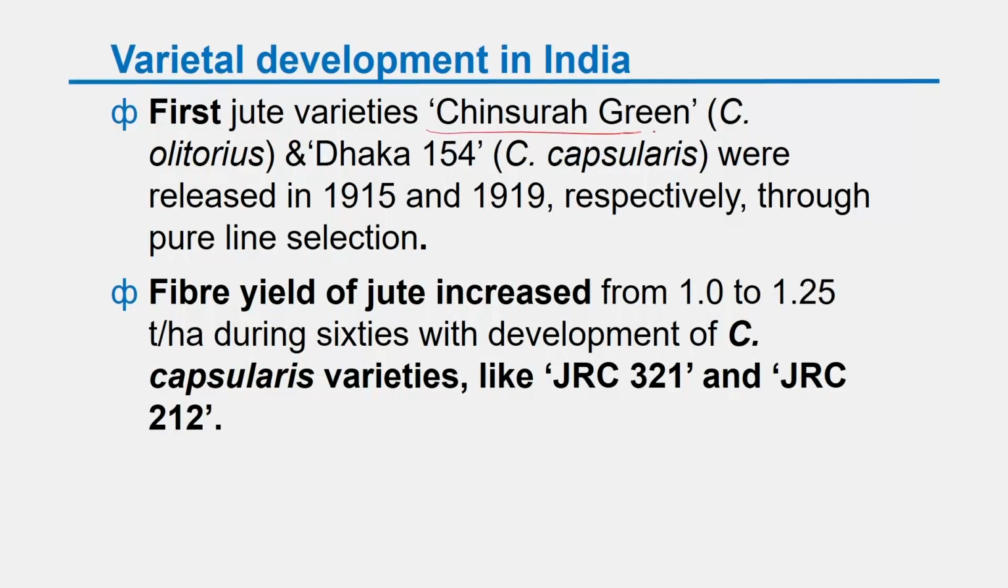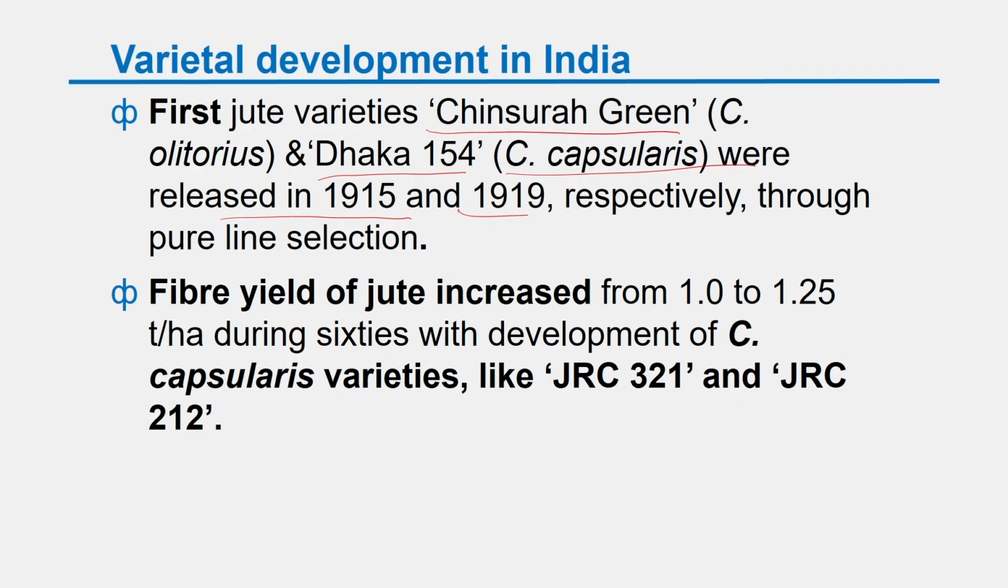Now, let us check the varietal development of jute crop in India. So, the first jute varieties, Chin Surha Green for Corchorus olitorius and Dhaka 154 for Corchorus capsularis, were released in 1915 and 1919 respectively through pure line selection.